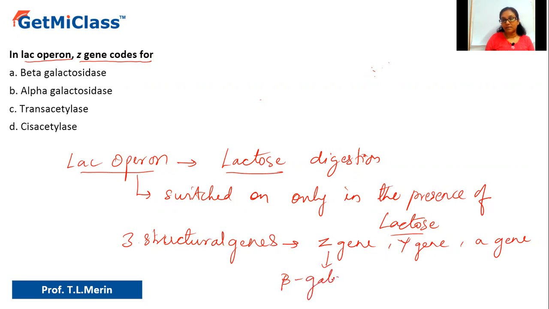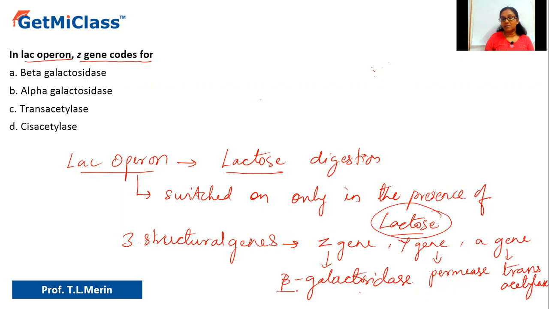Now this Z gene is the one which codes for an enzyme called beta galactosidase. And what does this enzyme do? This enzyme will act on lactose and will convert it to galactose and glucose. Then this Y gene codes for an enzyme called permease, which will increase the permeability of the cell for lactose. And A gene is the one which codes for an enzyme called trans acetylase. So these are the three main structural genes which code for different enzymes necessary for the digestion of lactose.